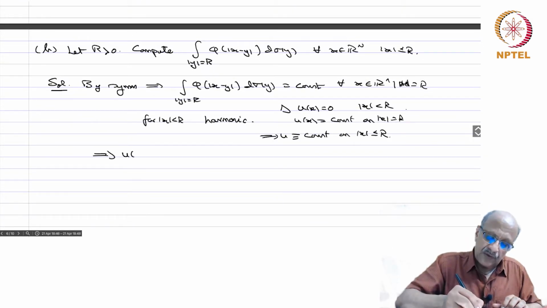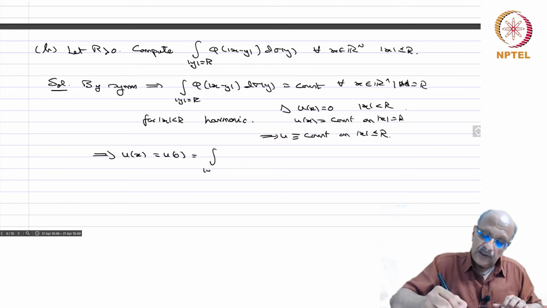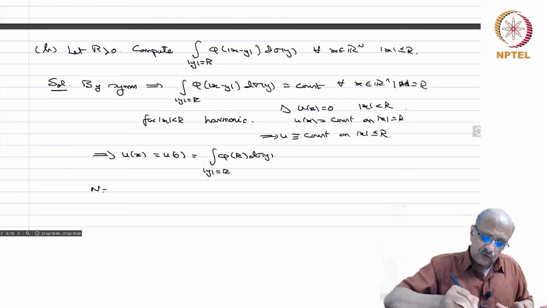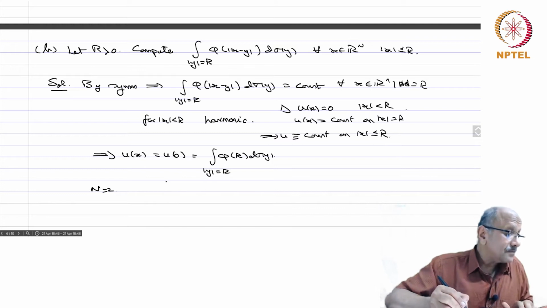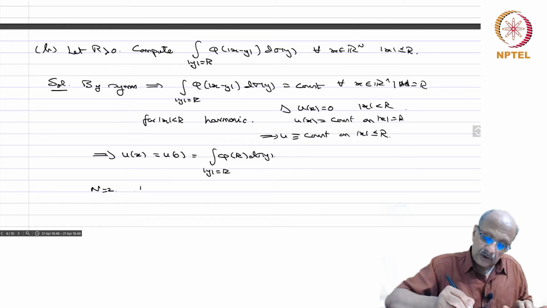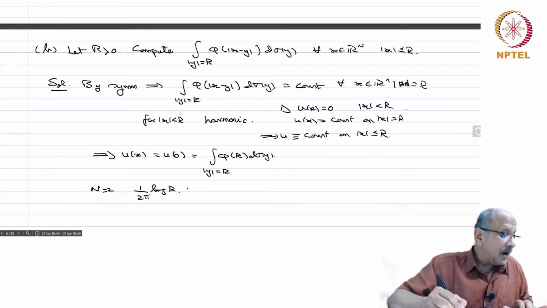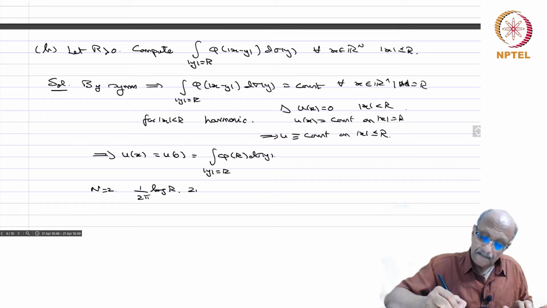So u of x equals u of 0, and that is equal to the integral over mod y equal to r of phi of r d sigma y. If n equals 2, you have 1 by 2 pi log r into 2 pi r, which is equal to r log r.